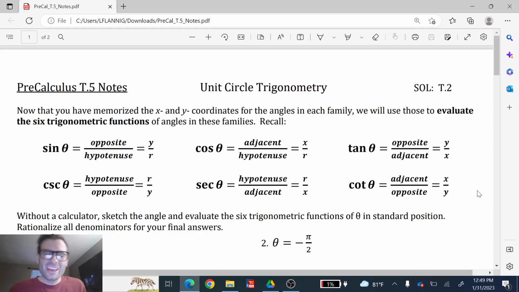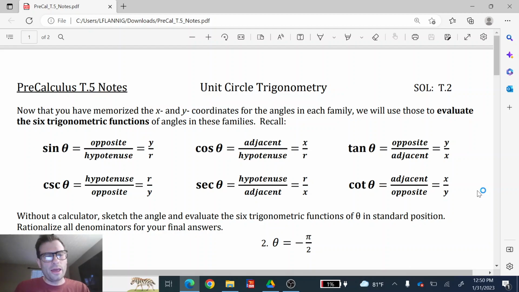Hey, pre-calc. We're back again to do some more with trigonometry and the unit circle. This is the T5 notes, right after T4. In T4, you learned about the unit circle and tried to memorize the degrees and radians. Here we're going to use that knowledge to figure out the angle if we're given certain things, like the sine of an angle.